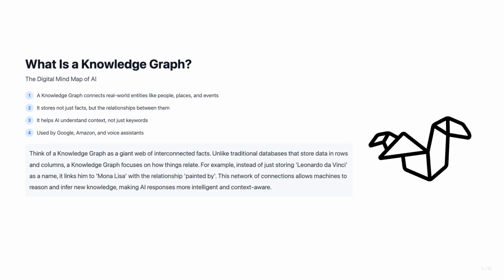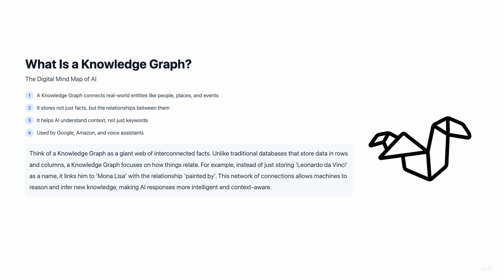Now let's understand what a knowledge graph really is. Simply put, it's like a digital mind map that connects real world things, people, places, events, objects, and shows how they're related. It's not just a diagram. It's a structured way for computers to store and process knowledge.